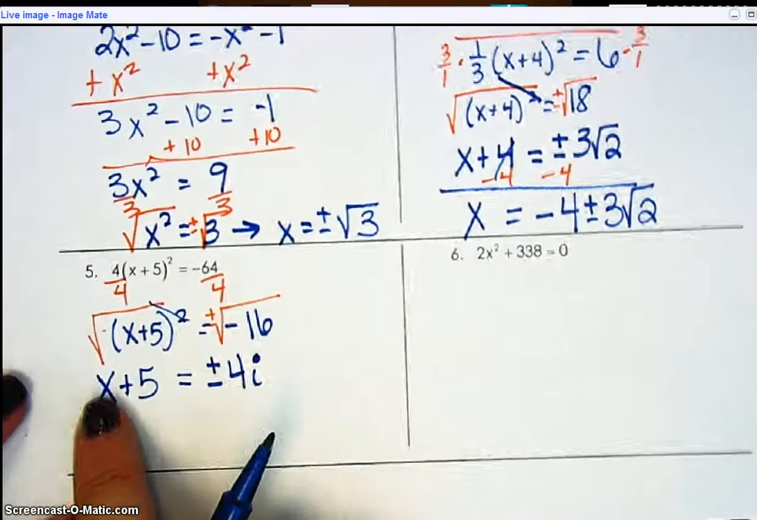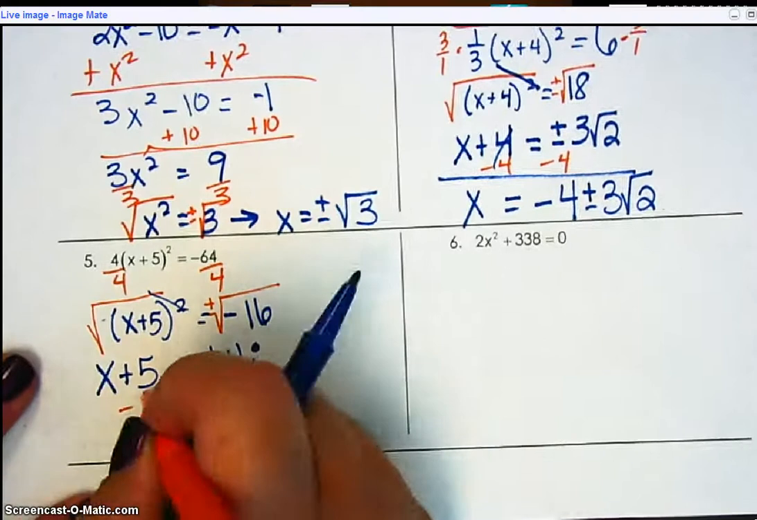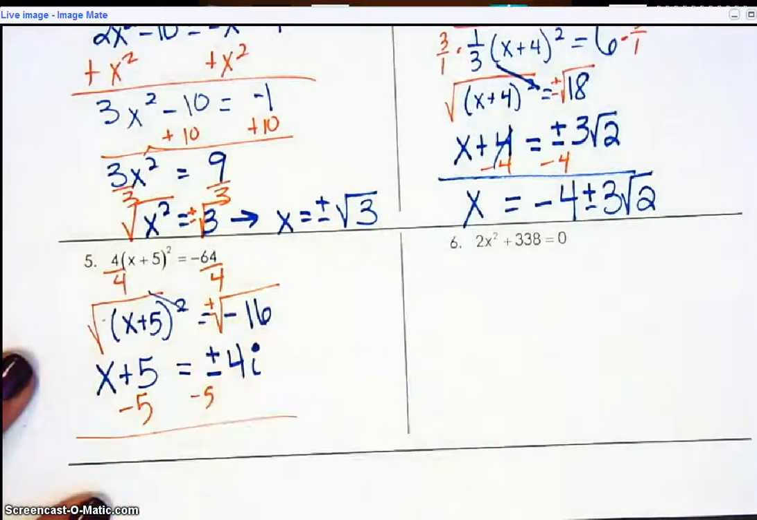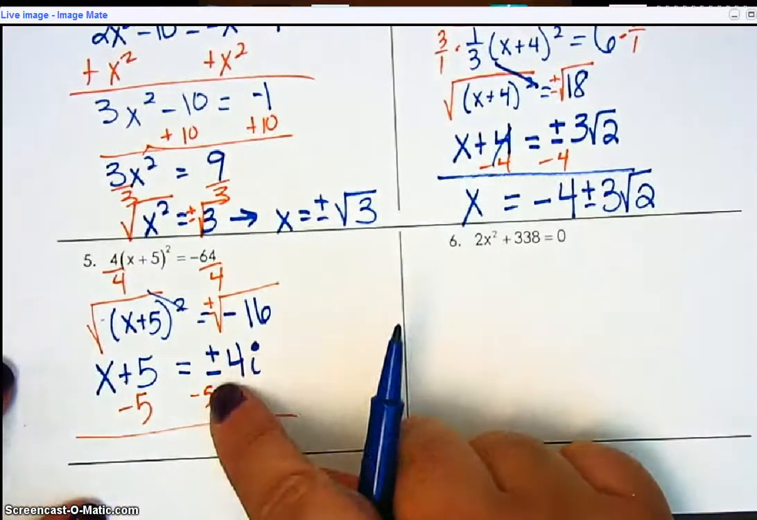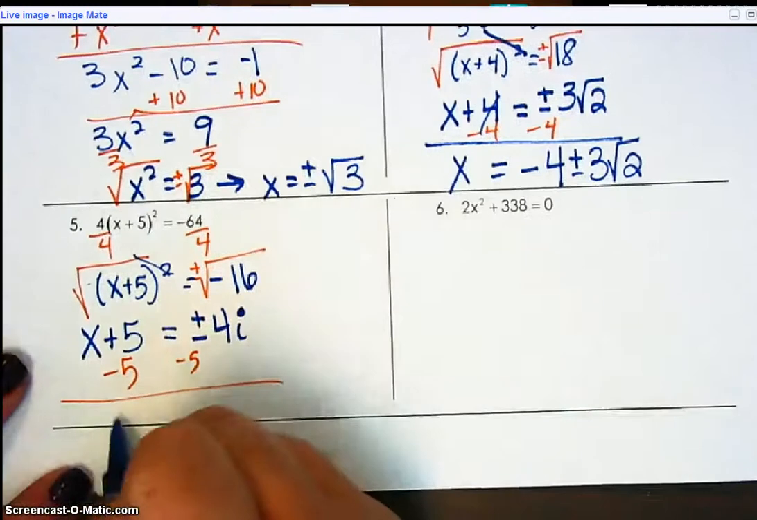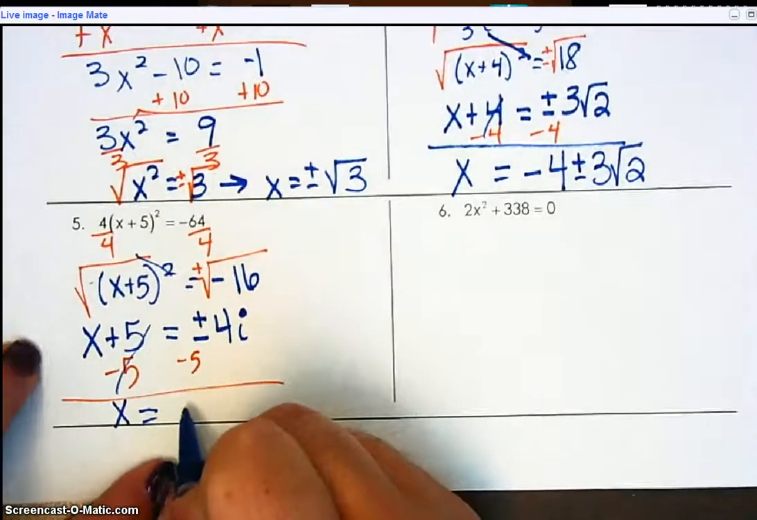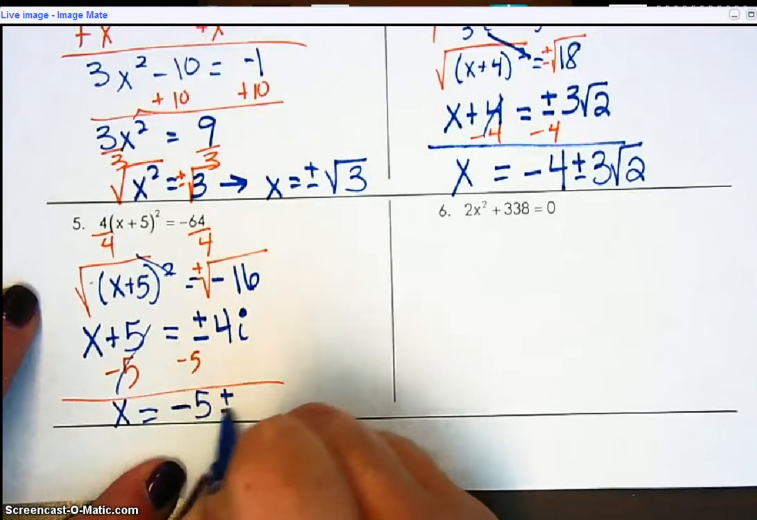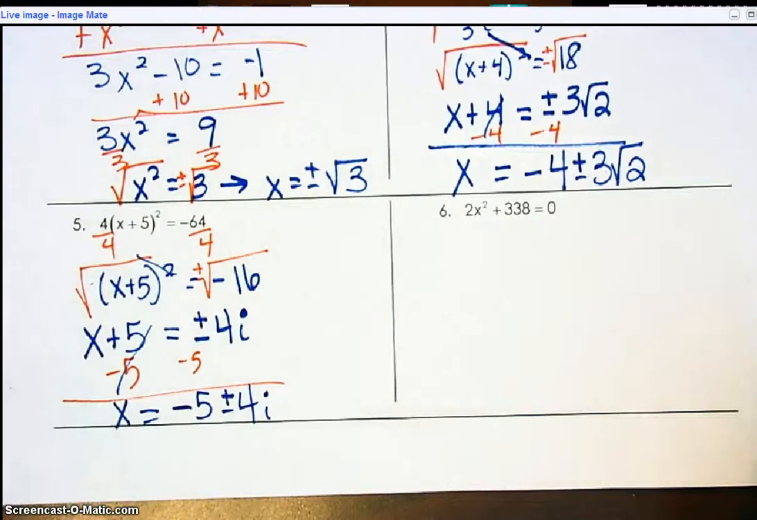One more step to get the variable by itself. I've got to move that plus 5 by subtracting it. And again, I cannot combine these two items because I can only combine imaginaries with other imaginaries. So this is x equal to -5 plus or minus 4i.